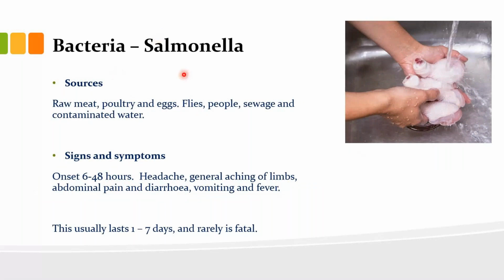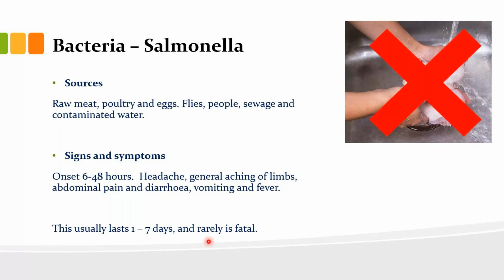Bacteria Salmonella. The main sources of Salmonella are poultry, eggs, raw meat, flies, people, sewage, and contaminated water. Signs: onset from 6 to 48 hours, headache, general itching of limbs, abdominal pain, diarrhea, vomiting and fever. This usually lasts from 1 to 7 days and is rarely fatal. So don't wash your chickens. This is one of my recommendations.